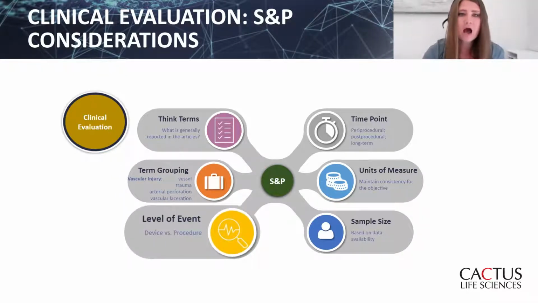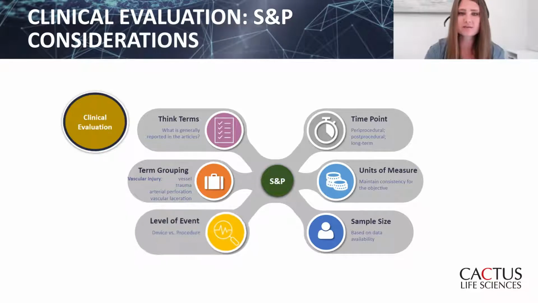Level of event. Are we able to retrieve the data on the device level? Or maybe we have an accessory device and typically nothing is reported on it. In this case, we should take a step back and focus on procedural event.